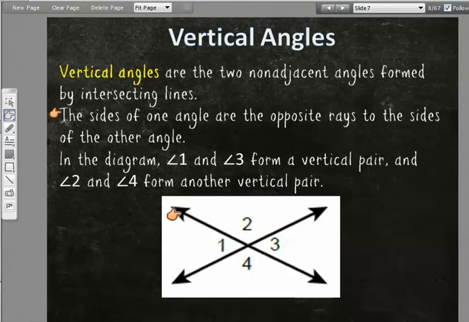of the other angle. So here's angle 1. Notice how angle 3 is just opposite rays coming off the vertex of angle 1. Okay? Now in this diagram, angle 1 and 3 are a vertical pair. Angle 1, angle 3. And angle 2 and angle 4 form another vertical pair. They're always right across from each other.